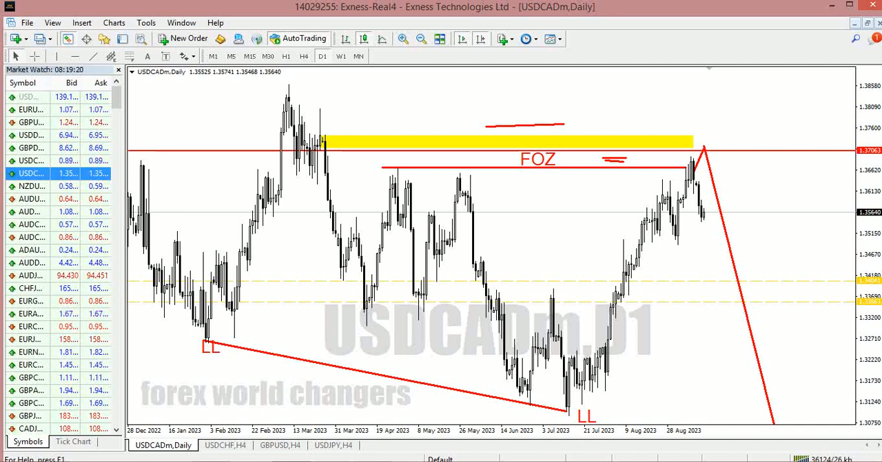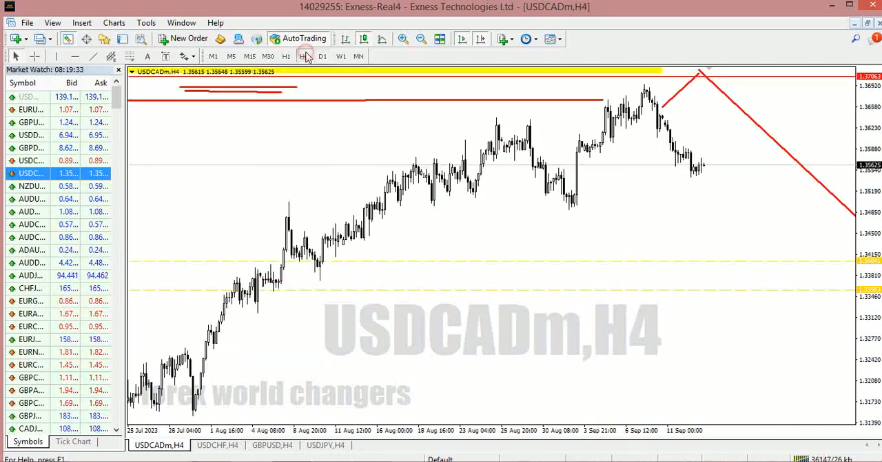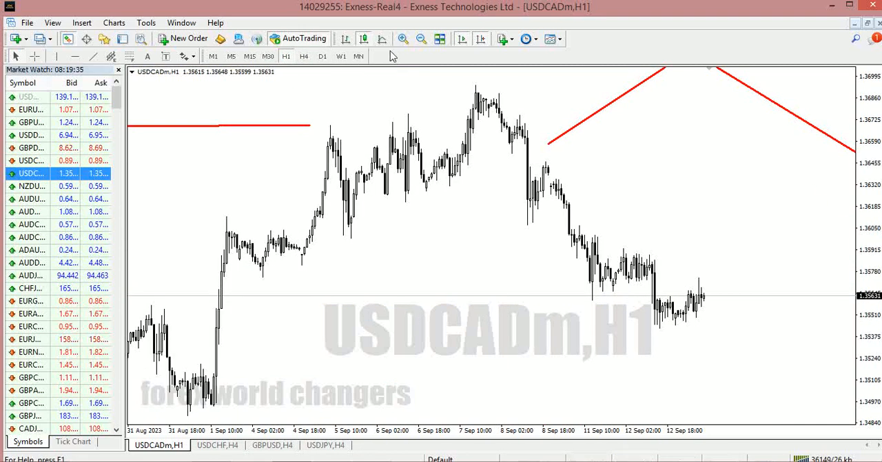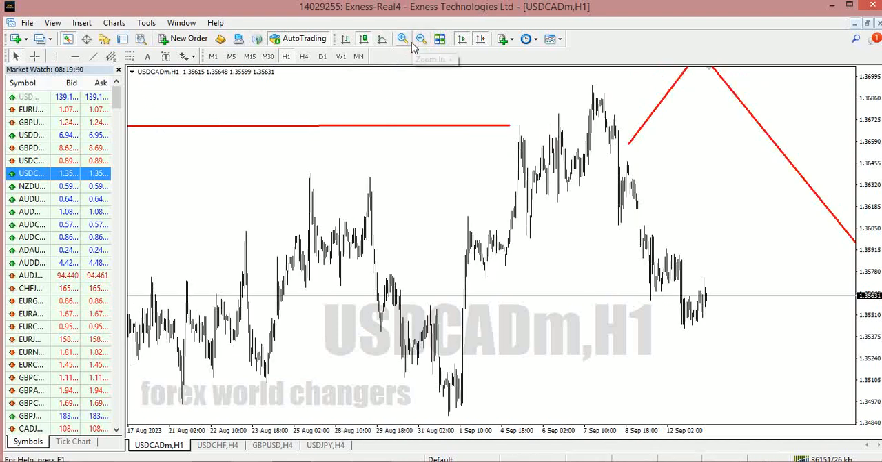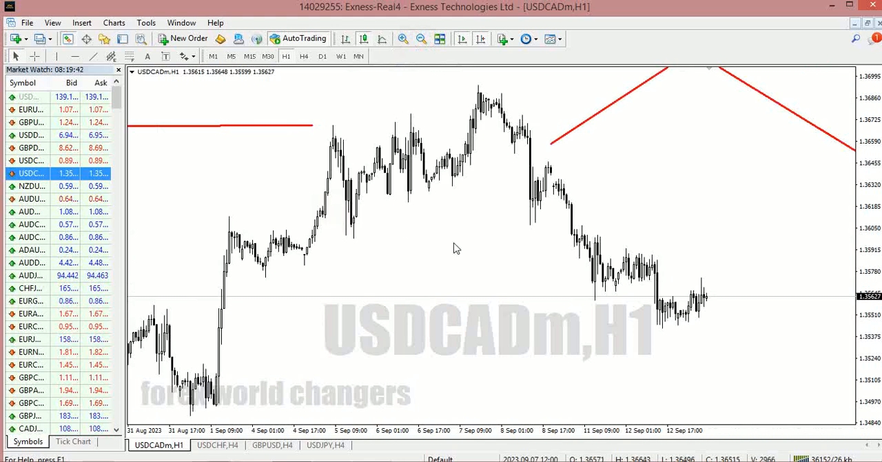So there's this setup that I want to talk about that everybody is looking at on social media. The USD CAD, the dollar against the Canadian dollar. This is the setup that I've seen a lot of posts with. So there it is. Let me just clear it properly so you can see.